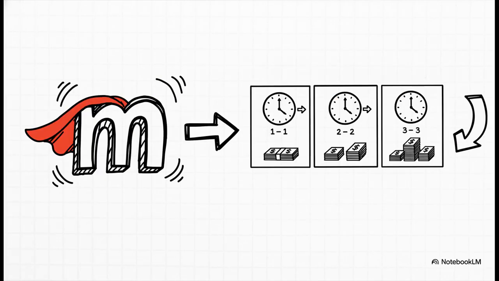All right, now for m. If b is the foundation, m is the action. It's the rate of change, the part that's actually moving. For our mechanic, m is that $100 an hour charge. For every single hour that clicks by, the bill goes up by exactly $100. It's constant. It's predictable. That's m.